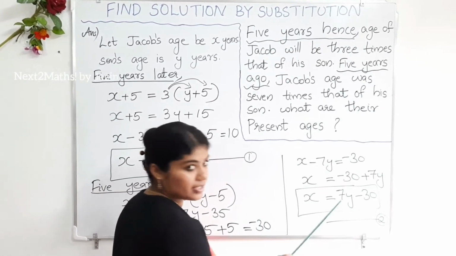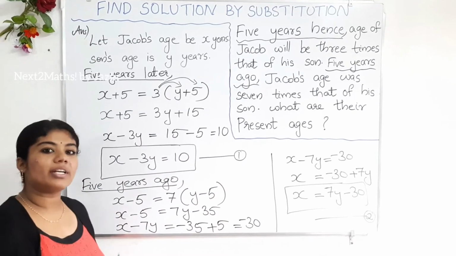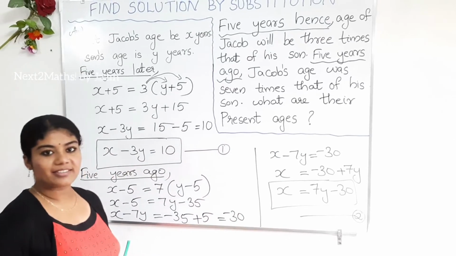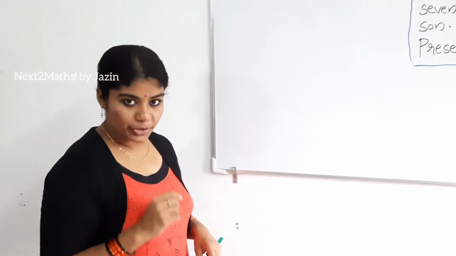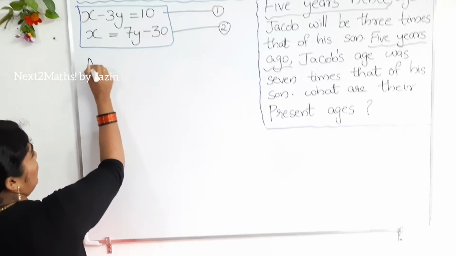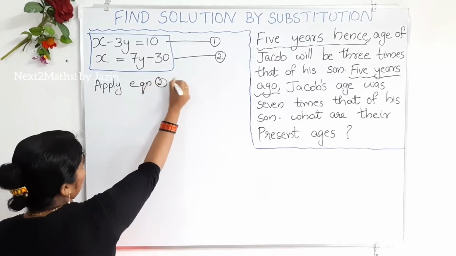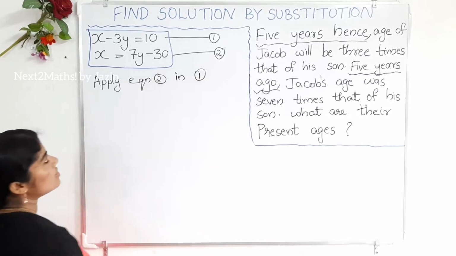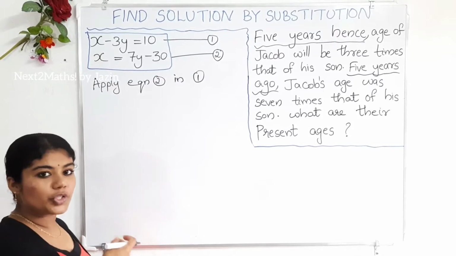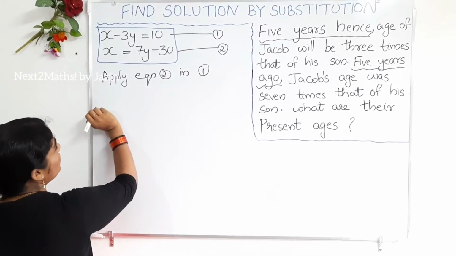So what is the next step we are finding? Substituting this x from equation 2 into our equation 1. Then we will get the value of y. Then only we can find the present ages. Apply equation number 2 in equation number 1. Okay, so let's write: apply equation 2 in 1. When we are applying that, what we are doing is substituting the x value in equation 1. So let's write equation 1.